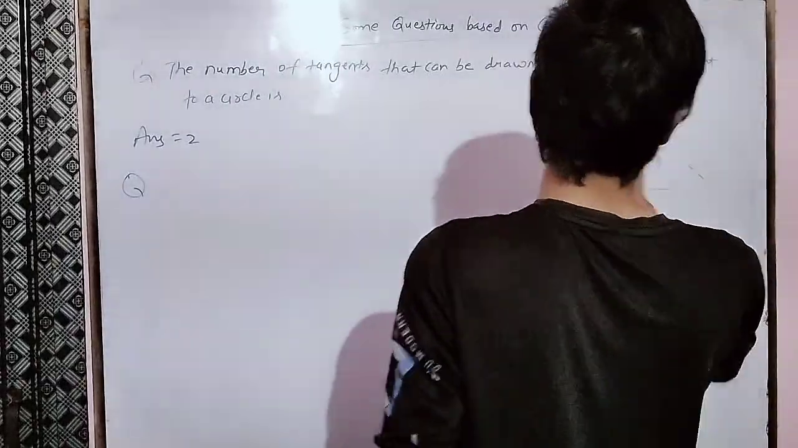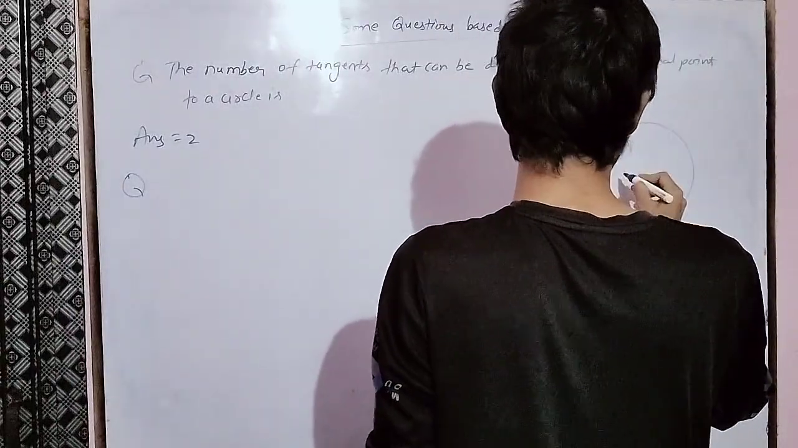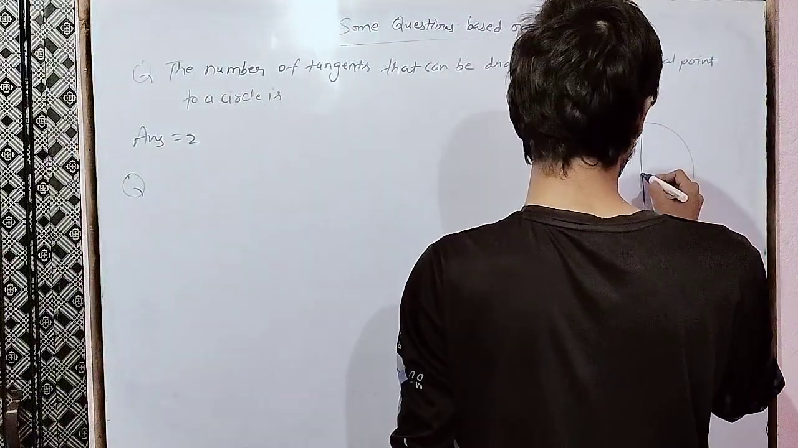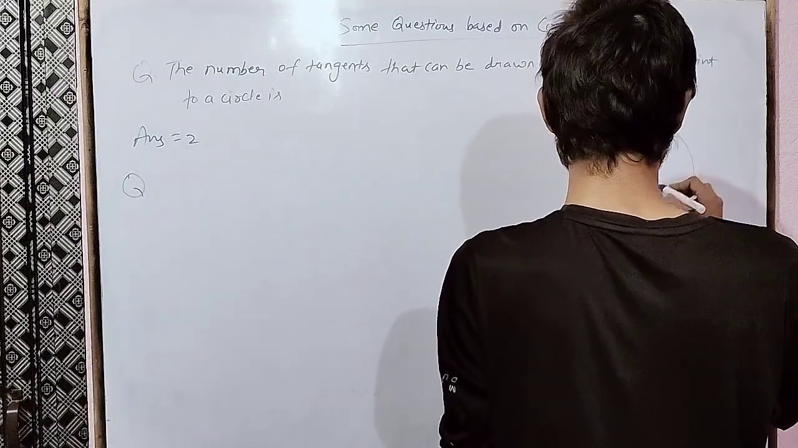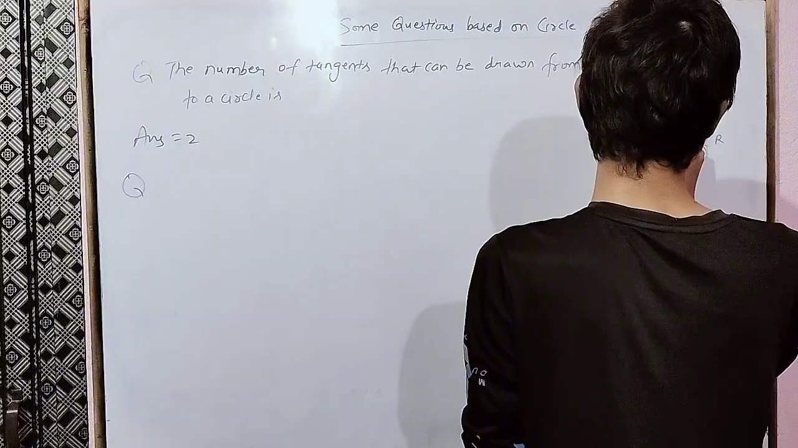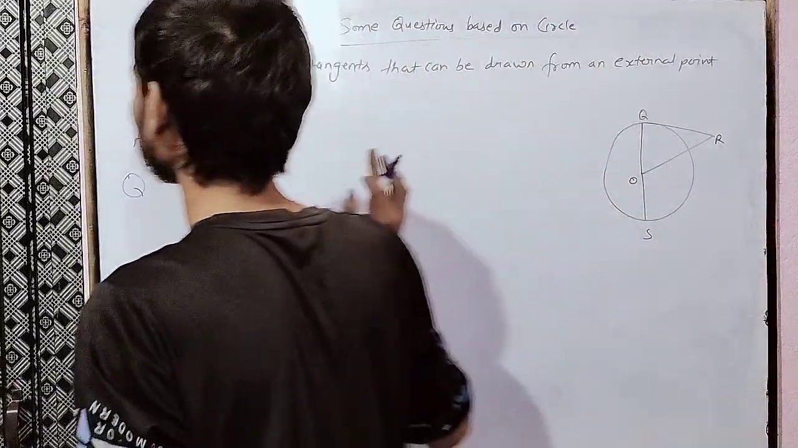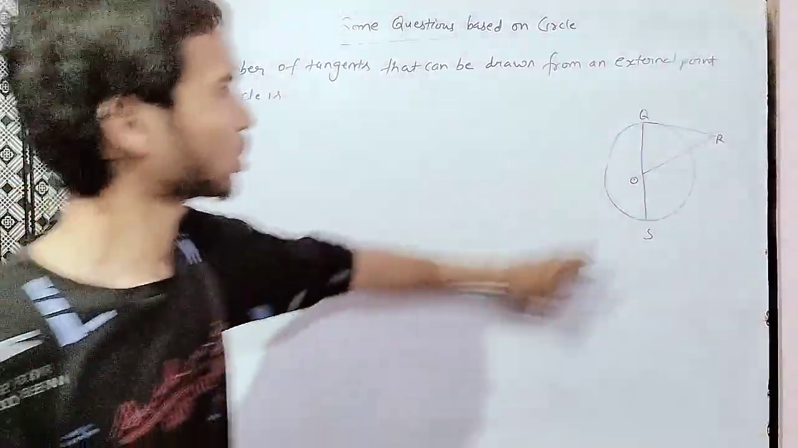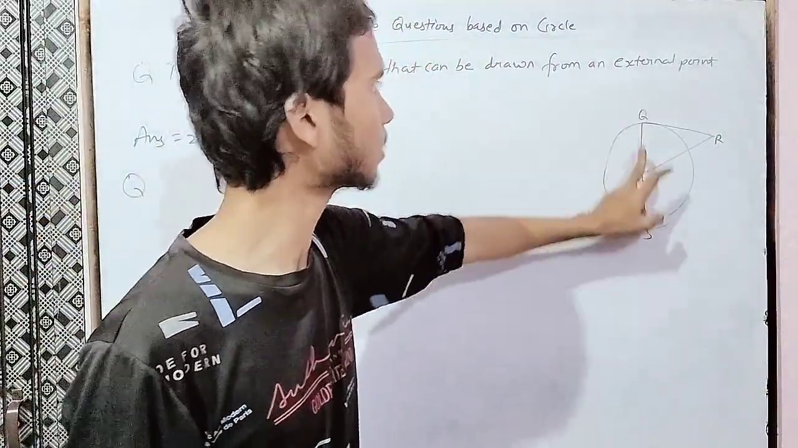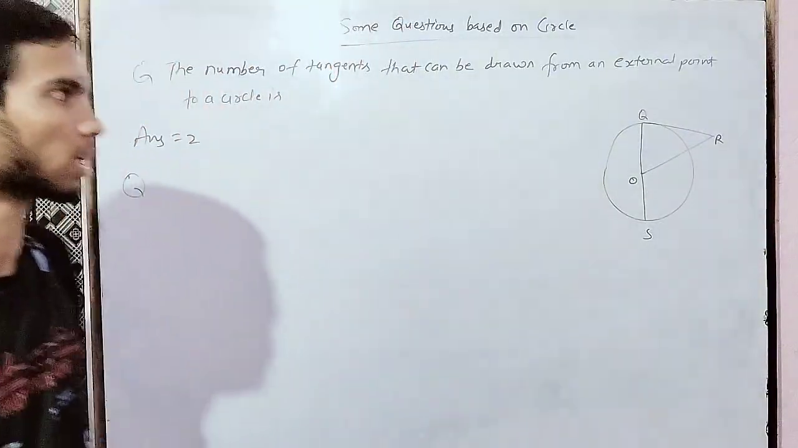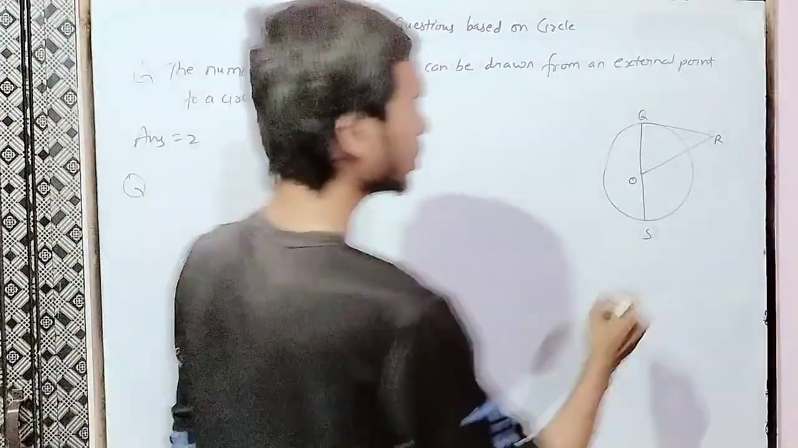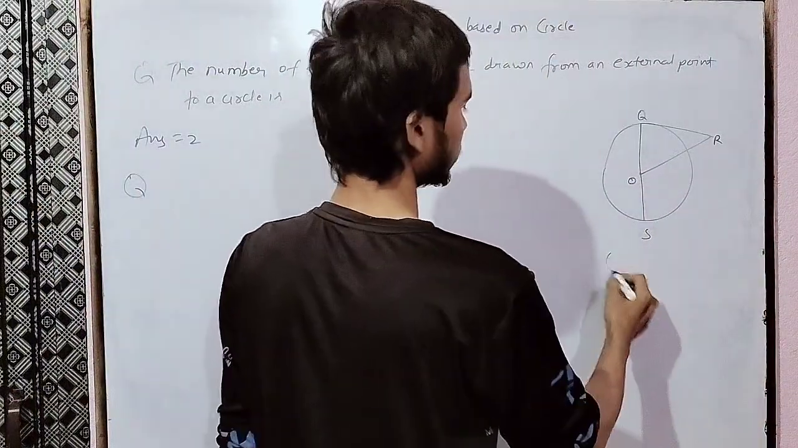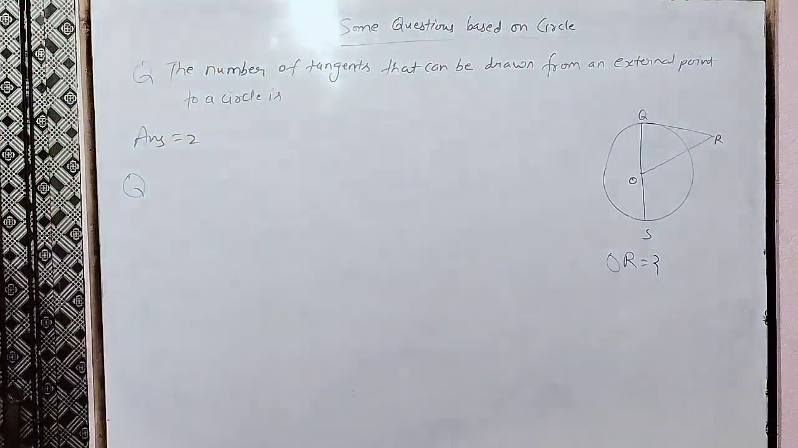Now next is this figure. Question is saying QS is a diameter, OS is a radius, OQ is a radius, QR is a tangent, and we have to find OR.